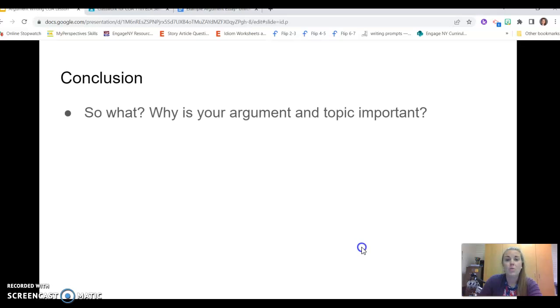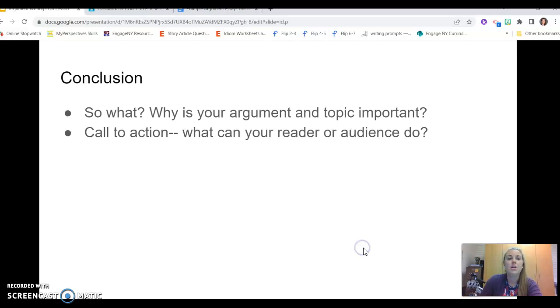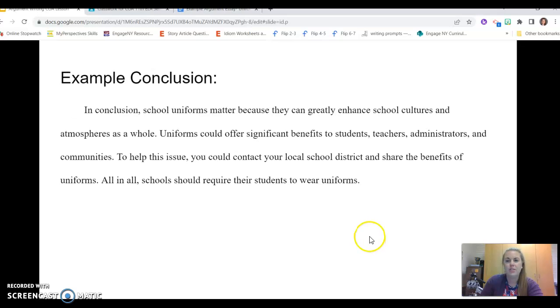Conclusion. So what? Why is your argument and topic important? Call to action. What can your reader and audience do? And restate your thesis. So let's look at an example first, then I'll talk about ours. So in conclusion, school uniforms matter because they can greatly enhance school cultures and atmospheres as a whole. Uniforms could offer significant benefits to students, teachers, administrators, and communities. There's my so what. There's why it's important. To help this issue, you could contact your local school district and share the benefits of uniforms. That's my call to action. All in all, schools should require their students to wear uniforms.